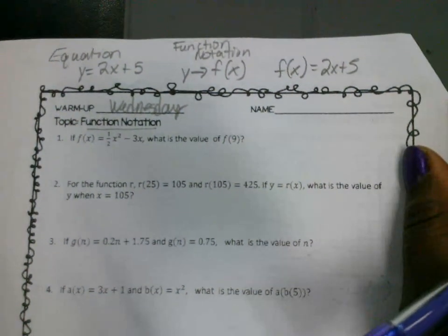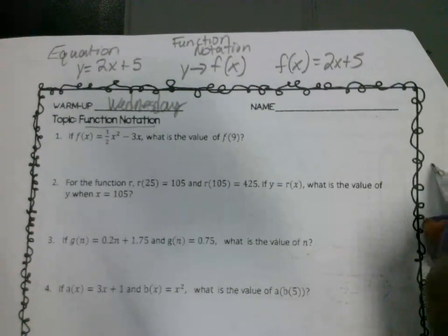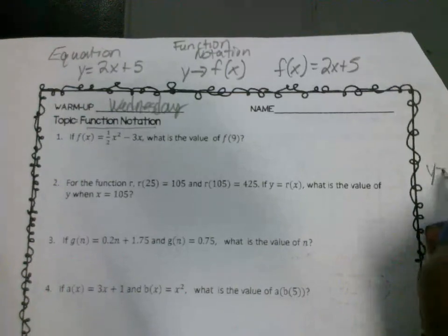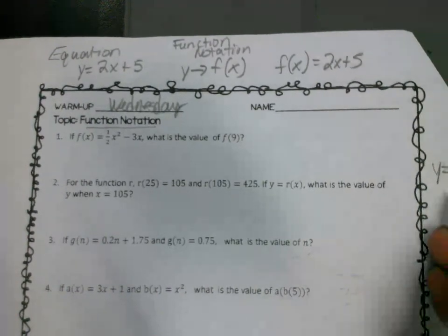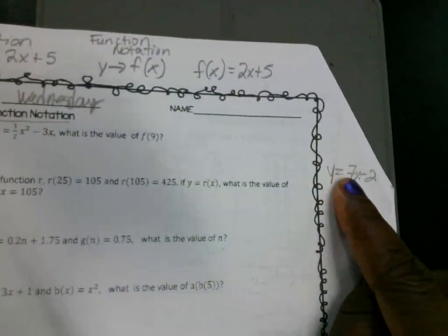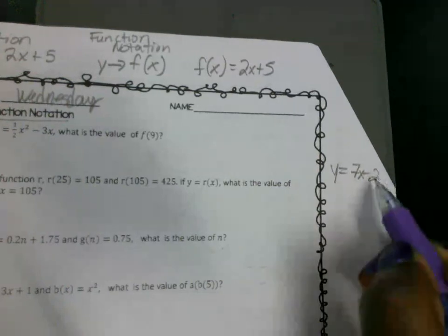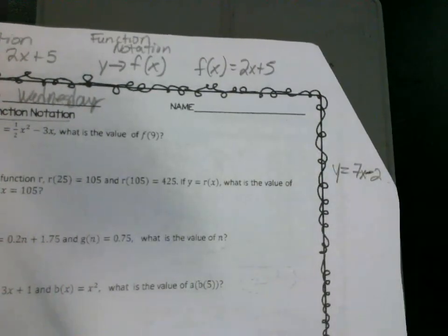I'm going to do one more. I'm going to write this equation in function notation. I'm going to do it out here to the side. I have y is equal to 7x minus 2. You write this in function notation. Y is equal to 7x, and this is a minus, y'all. Sorry about that. Minus 2. Write that regular equation in function notation, okay?